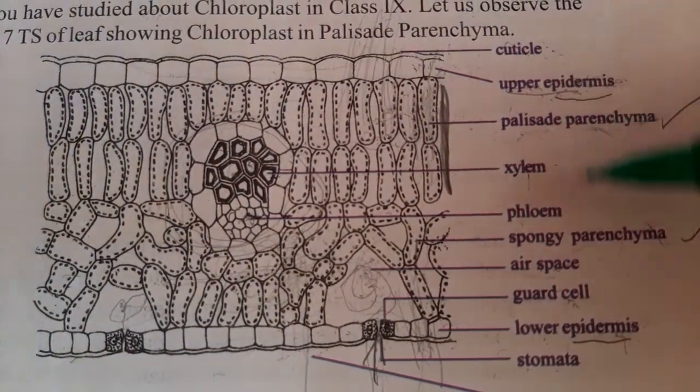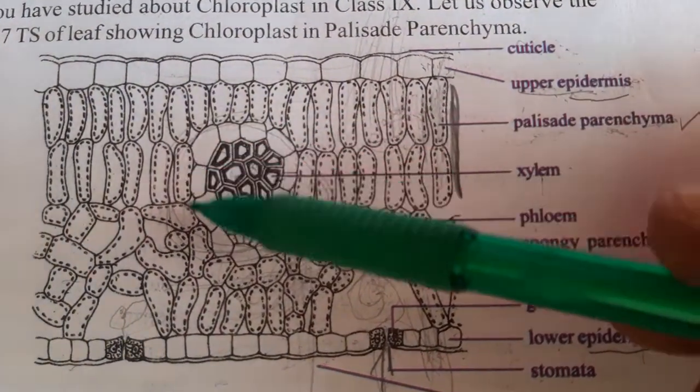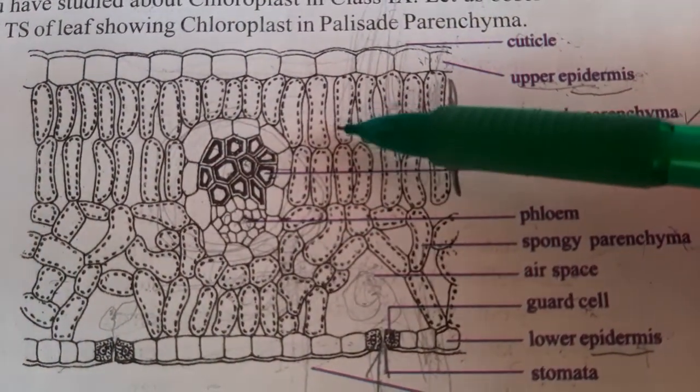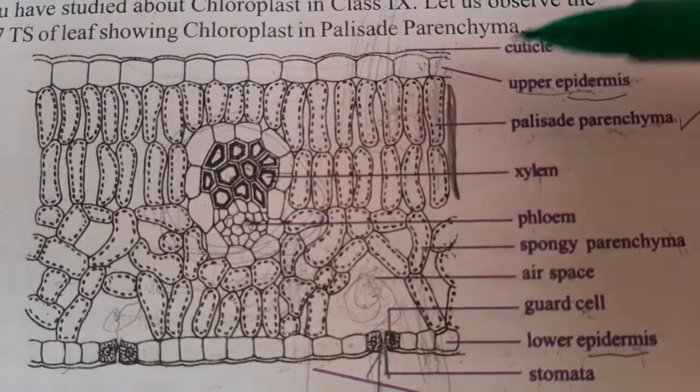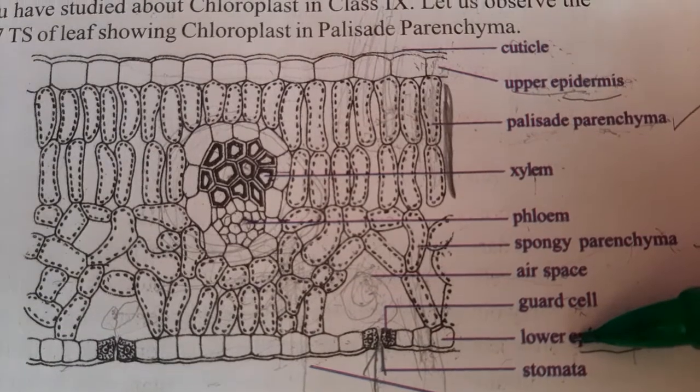So what is the function of epidermis? So this epidermis protects the internal tissue of the leaf. So that is the function of epidermis. It is the outer layer.